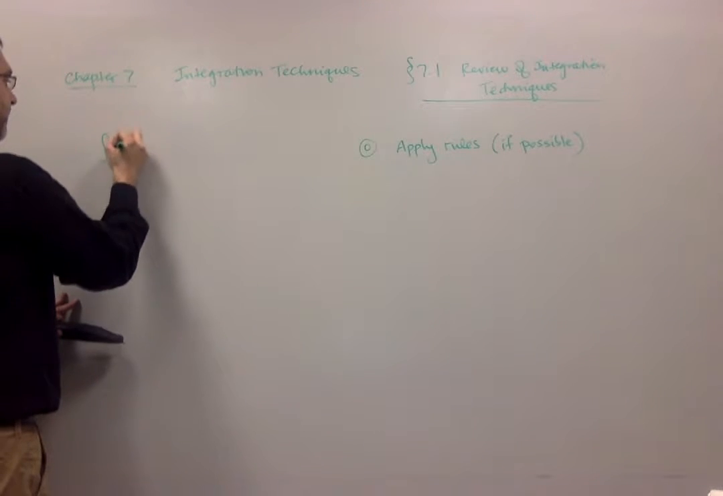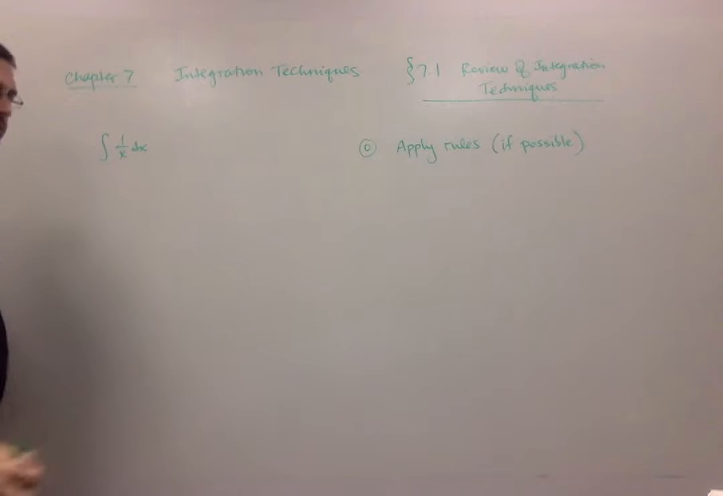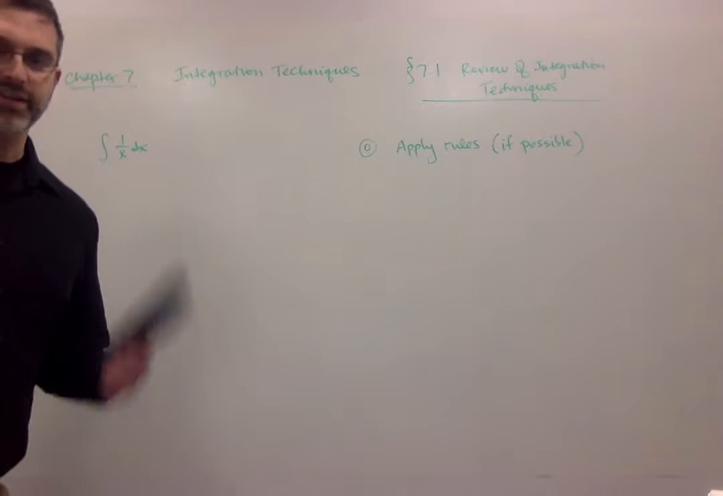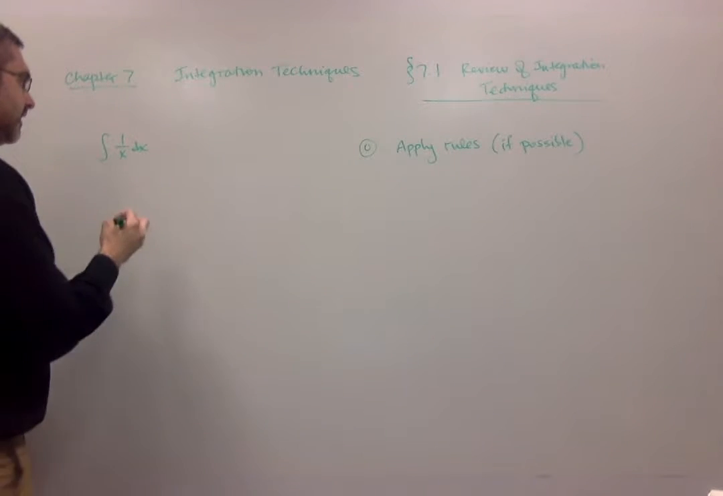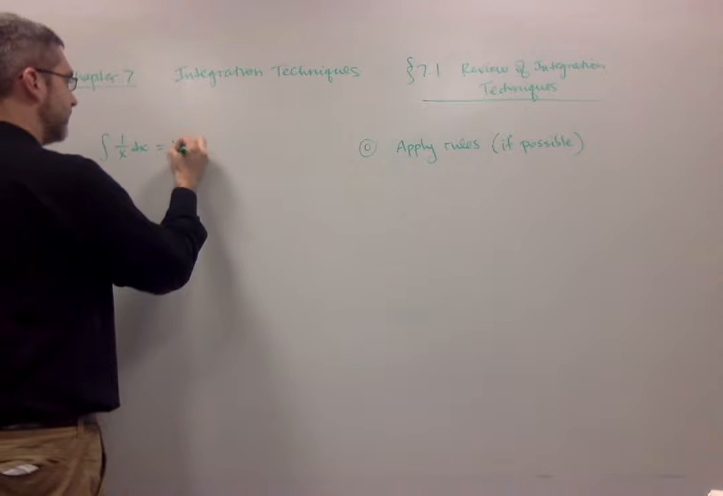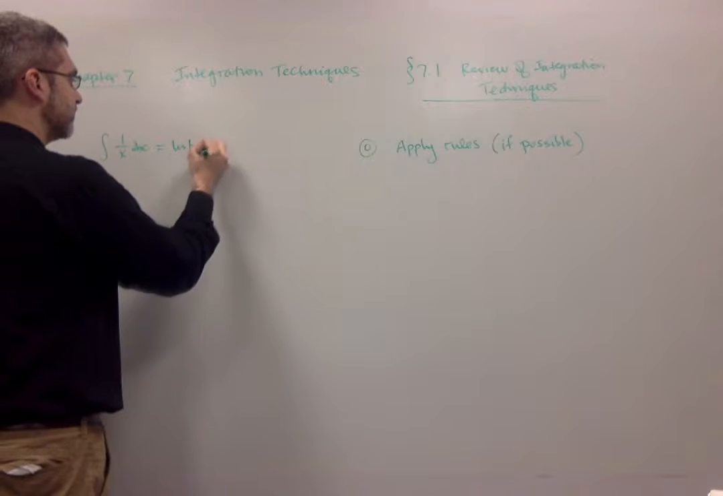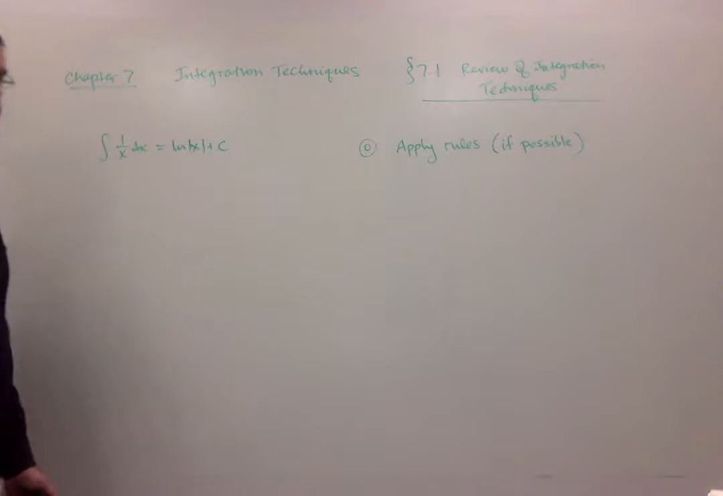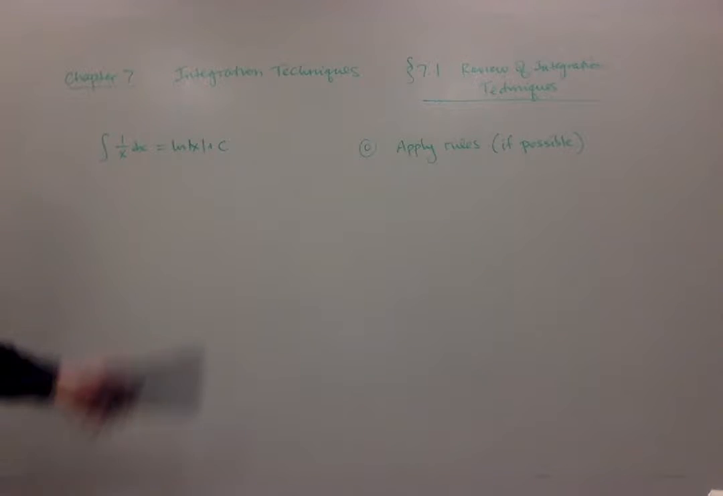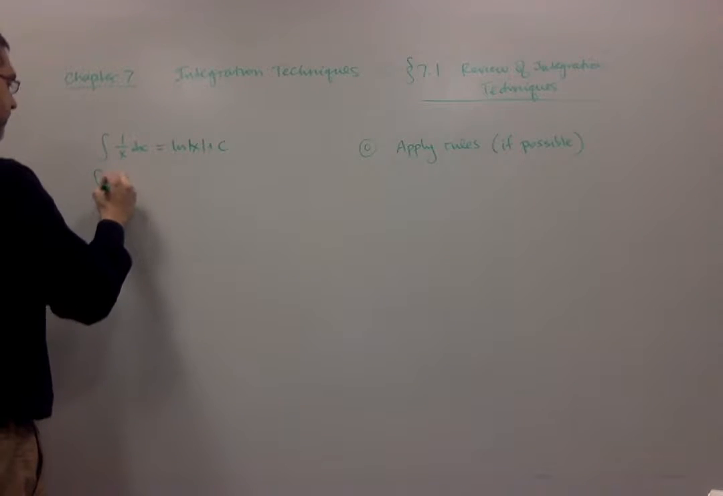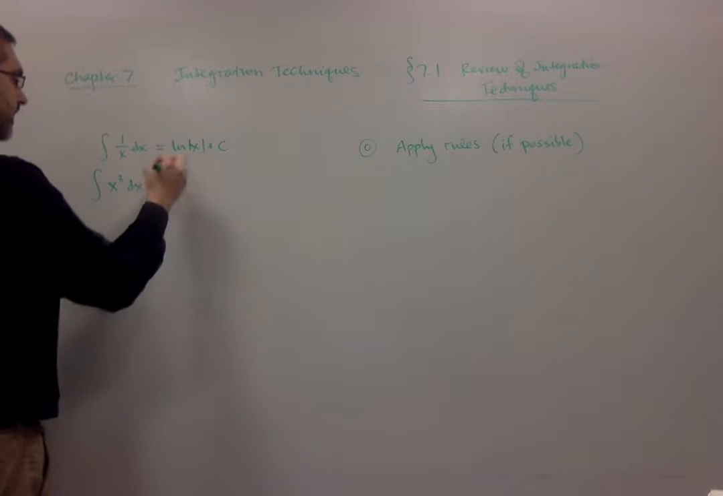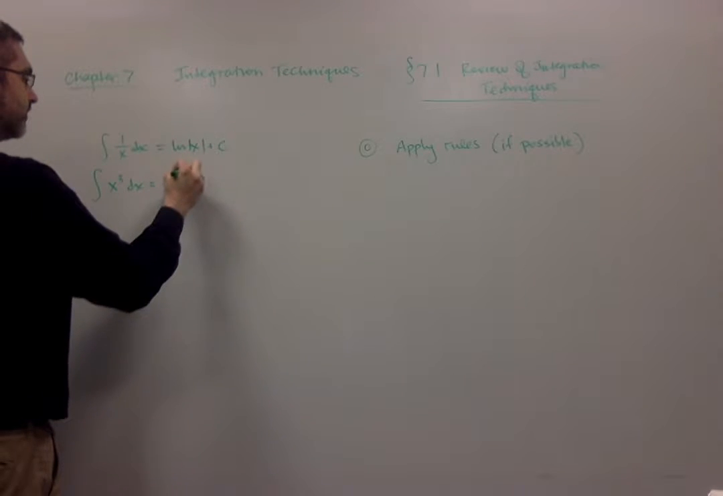So if I gave you, what's the integral of 1 over x dx? That was my question. You don't have to do a lot right here, right? You just say it's natural log of absolute value of x plus c. You've got a rule for that. Or if I said, what's the integral of x cubed dx? You've got a rule for that. That's 1/4 x to the 4th plus c.